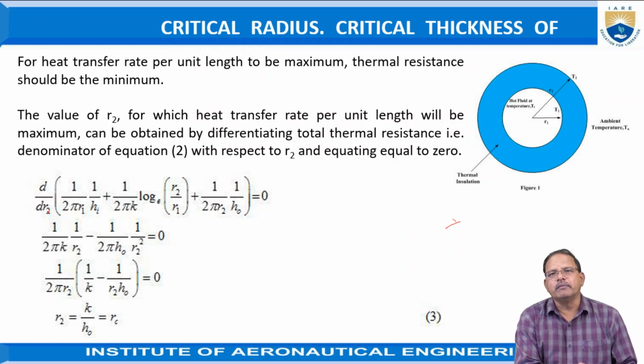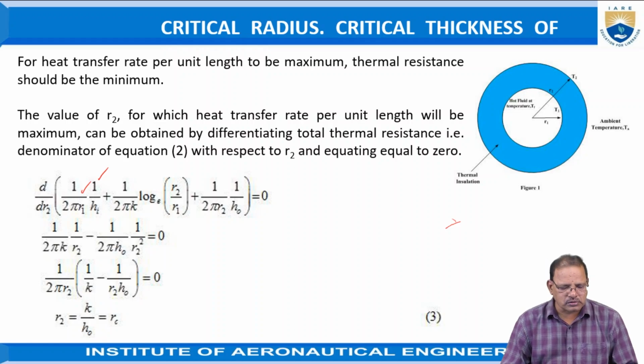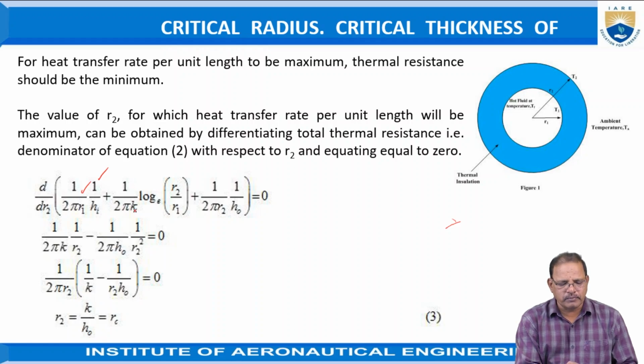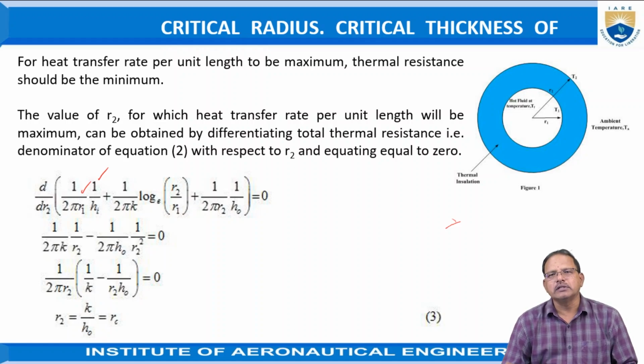So we will get dR/dR2, where R is the total resistance, which is equal to 1 by 2 pi R1 h1 plus 1 by 2 pi k log of R2 by R1 plus 1 by 2 pi R2 h0, equal to 0. So the first term is there. Since we are differentiating with respect to R2, that first quantity is treated as a constant. Hence its differentiation with respect to R2 is equal to 0. The remaining terms are 1 by 2 pi k log R2 minus 1 by 2 pi k log R1. That R1 is again constant.